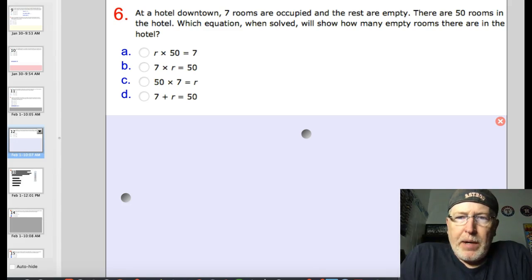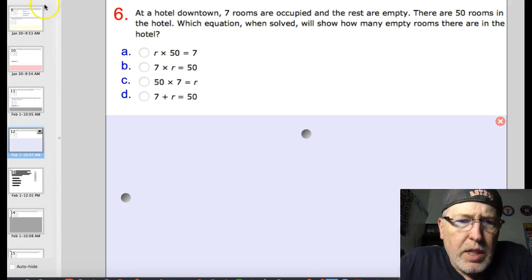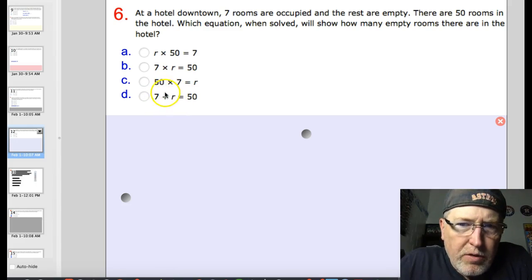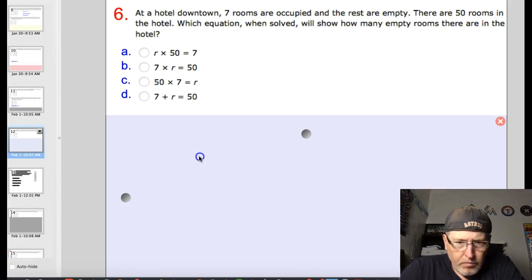Downtown, 7 rooms are occupied, the rest are empty. There are 50 rooms in the hotel. Which equation, when solved, will show how many empty rooms there are in the hotel? Go ahead and think about it. All right, well, there's 50 rooms and 7 are occupied, so I'd go 50 minus 7. So that's subtraction. So I'm looking for an addition one. So let's see. There's only one addition one. Let's see if it makes sense. 7 rooms occupied plus the rest of the rooms that are unoccupied equals 50. Bam! Makes total sense.